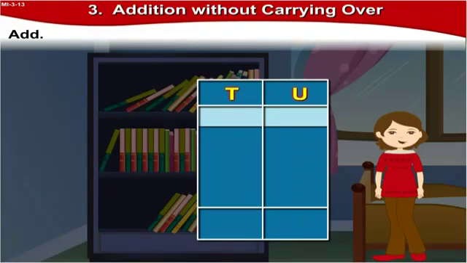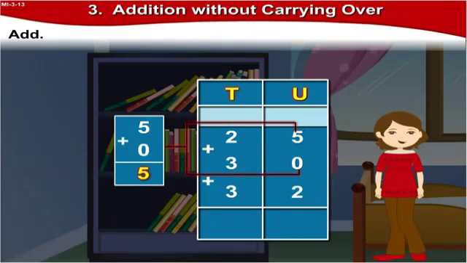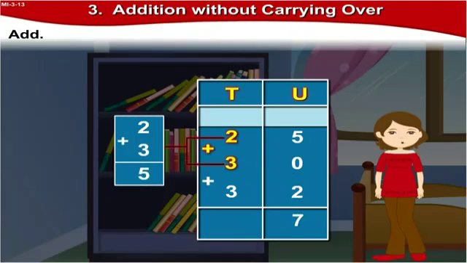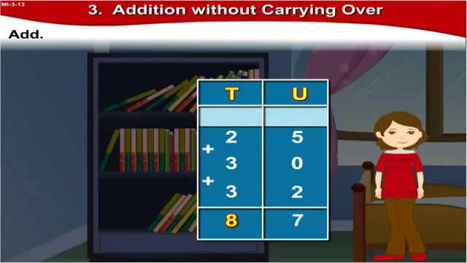Add. Now let us do some addition for 3 numbers. First sum. 25 plus 30 plus 32. Now they are already arranged in vertical order. In the units column, 5 units plus 0 units is 5 units, plus 2 units would be 7 units. In the tens column, 2 tens plus 3 tens is 5 tens, 5 tens plus 3 tens is 8 tens, which means it is 8 tens 7 units, that is 87.